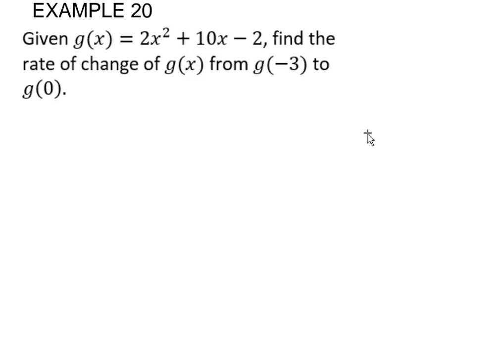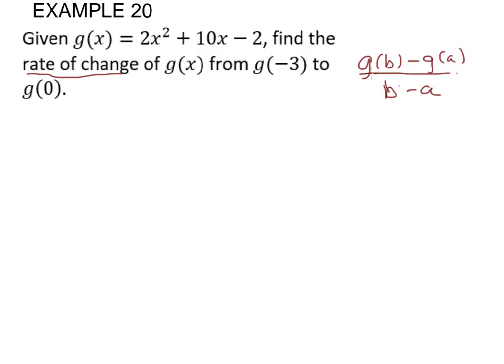All right, for example 20, we're going to take g of x equals 2x squared plus 10x minus 2 and find the rate of change for g of x from -3 to 0. So we see rate of change, so that implies the rate of change formula, which is g of b minus g of a all over b minus a.